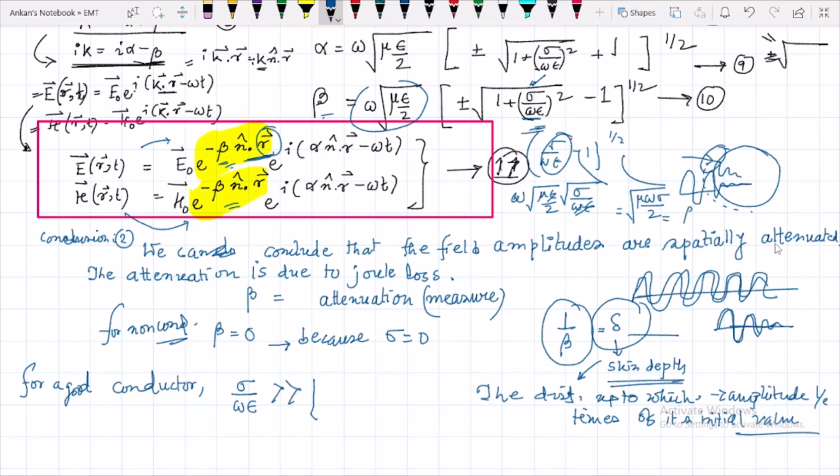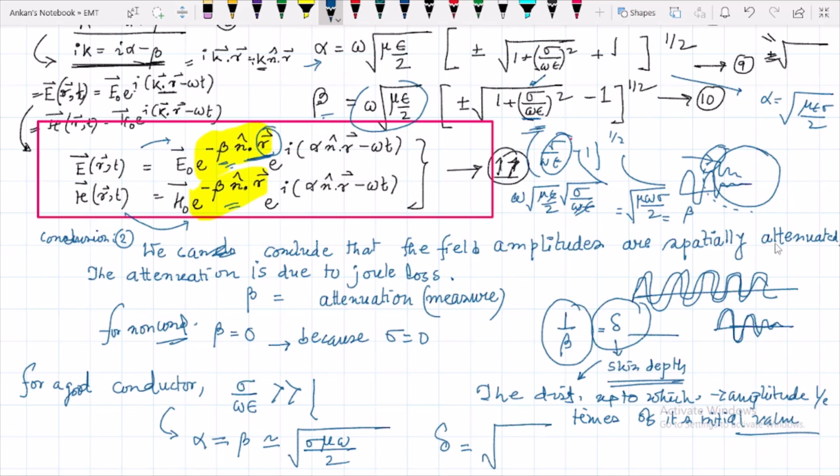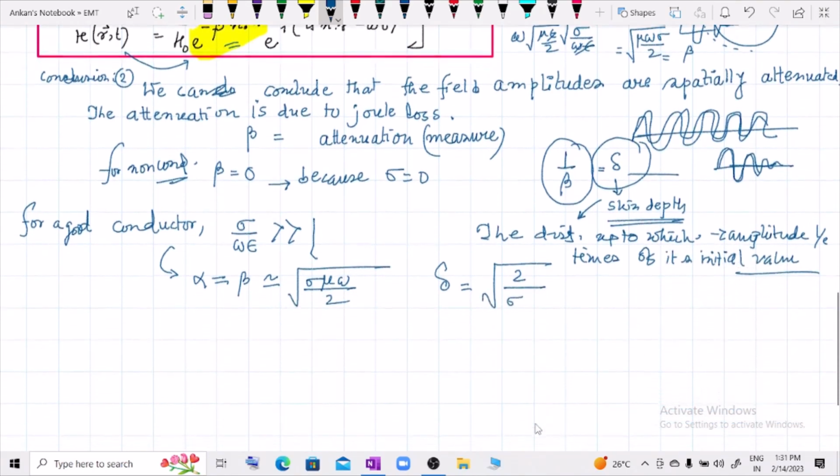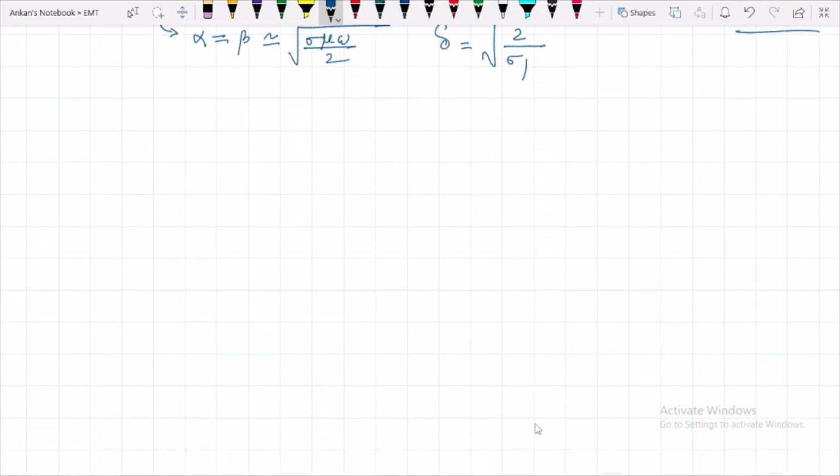This will be beta. If you apply the same condition in case of alpha, then you will also get that alpha equals root over of mu sigma omega divided by 2. So for a good conductor we can conclude alpha equals beta, nearly root over mu sigma omega divided by 2. Then delta, or skin depth, will be 1 by beta, that is root of 2 by sigma mu omega.